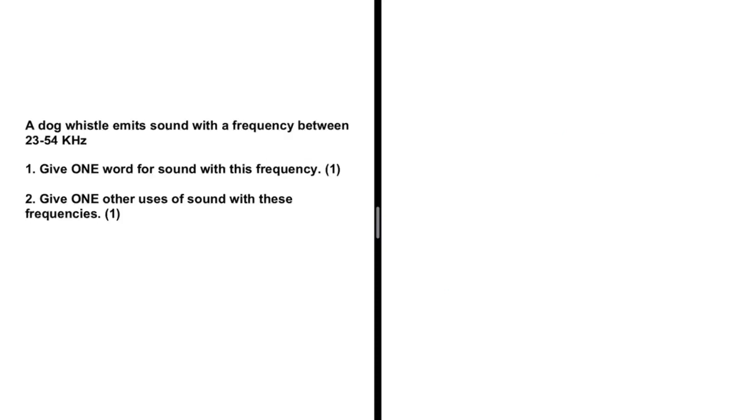We have a sound emitted with a frequency between 23 and 54 kilohertz. And then the first question, give one word for the sound with this frequency, 23 to 54 kilohertz. So this is ultrasound. So there we go. We've just answered the first question.